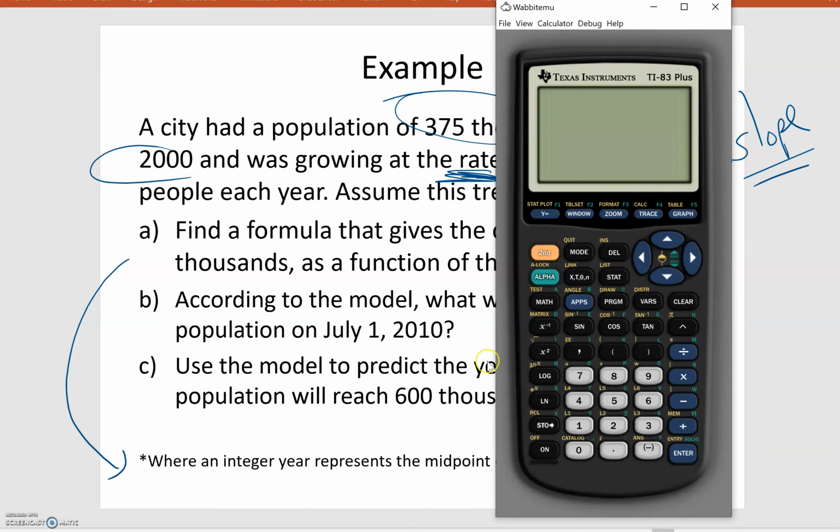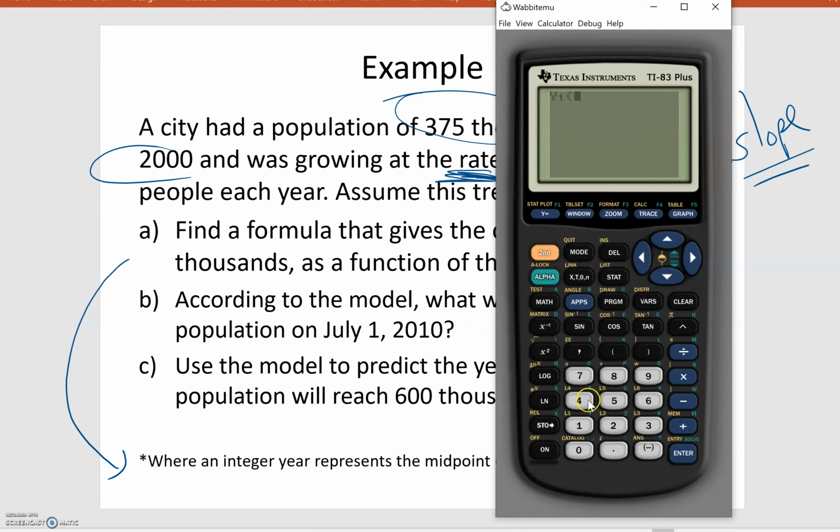So bring up the calculator, and we need to clear all this and then input the function. Our function is 9.25(x - 2000) + 375. Okay, so we've entered the function now, and if I want to evaluate that function for 2010, that's going to be VARS, Y-VARS, Function, Y1.